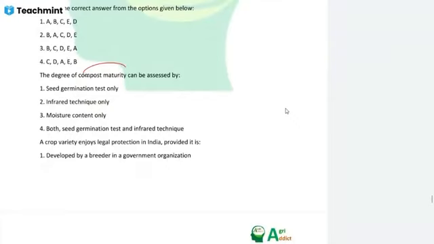There is one question regarding compost maturity. Can you answer this question?